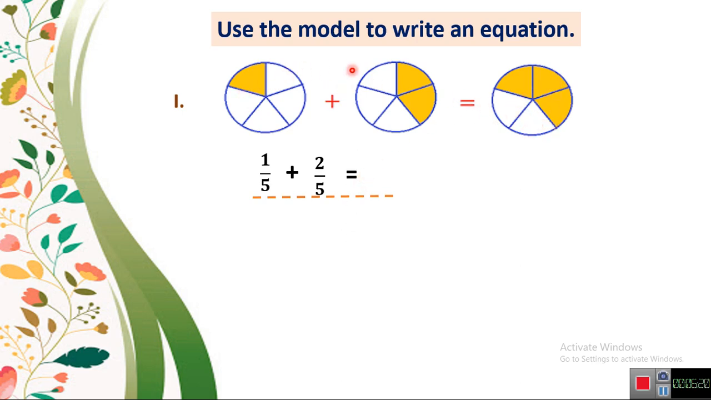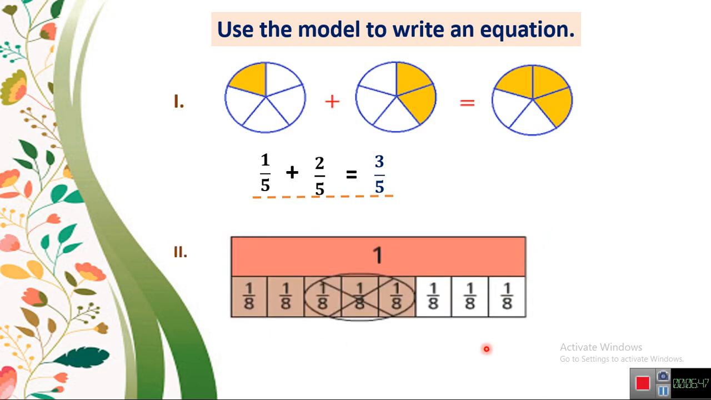You add the 1 with the 2. You have now 3 parts. So the fraction would be 3/5. As you can see, we've added the shaded parts finally to get an equation. So this part over here is known as an equation according to the given model. Let's have another example.